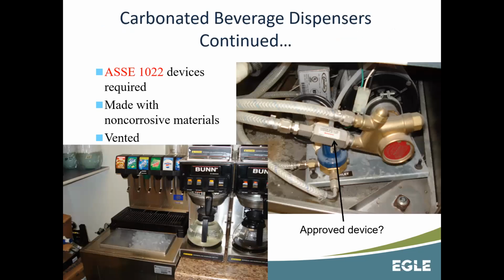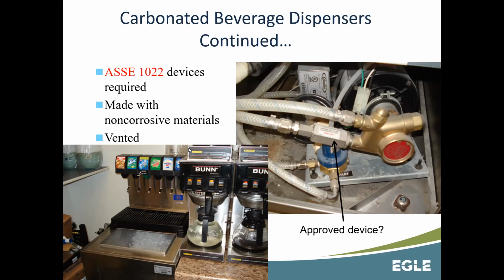This is an ASSE 1022 being required in this case when they looked closer. And this is why you do need to pay attention to what labels are on it. Sometimes you have to take a closer look. This was actually a 1032, which was basically a predecessor. It used to be acceptable, but was not acceptable anymore. So you do need to pay attention to the labels and what the machine is put with.